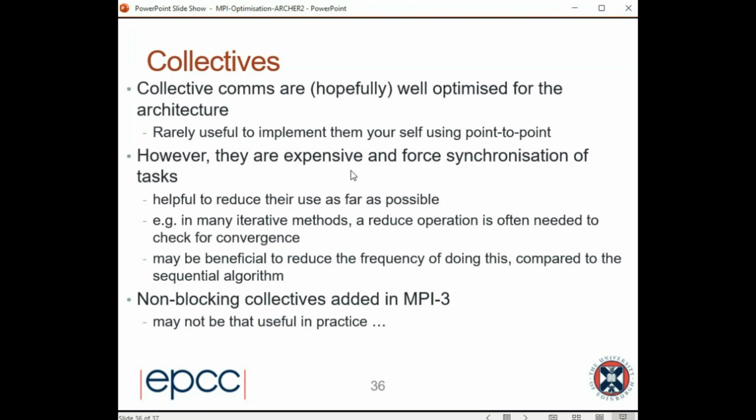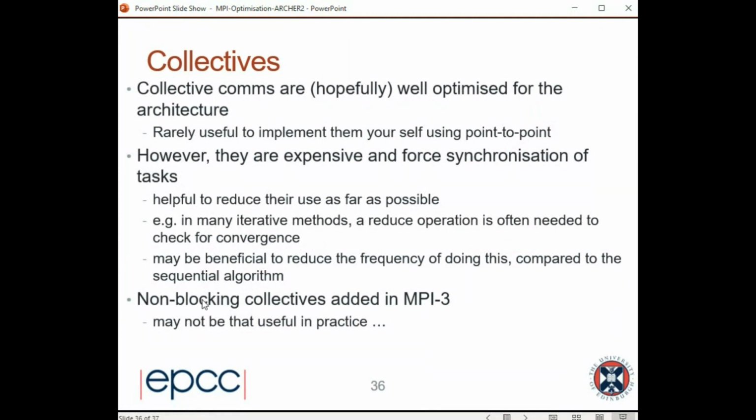However, they are expensive. They're an overhead which isn't present in the serial program. Help to reduce their use as far as possible. So, for example, often you may be doing an optimization problem. There's some error value you want to stop on when the global error value is less than 10 to the minus 3. You're tempted to check that every iteration, but that could be very expensive. So it might actually be worthwhile checking every 10 or 100 iterations. Yes, you might do 9 or 99 more iterations than you need to, but if you're doing a lot of iterations and the overhead of checking is high, then it may be beneficial to reduce the frequency of checking for convergence compared to the sequential algorithm.